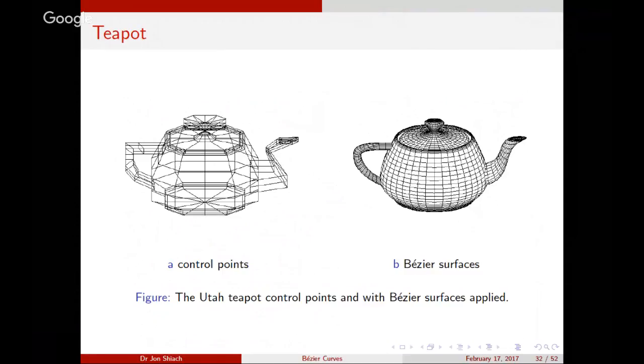So this may look a bit weird. That's because that is the data you get. You can download this online if you search for it. The data you get is in that form. Apply the Bezier patches, and you get your teapot. As I said, it's not something I'm going to be asking you to do, but it's just an extension of those Bezier curves.